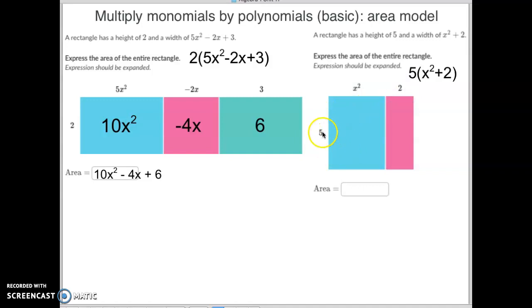As we multiply this, 5 times x squared is 5x squared. 5 times 2 is 10. So we would write this as 5x squared, and then plus 10. Right there's our answer. Hopefully that makes sense.